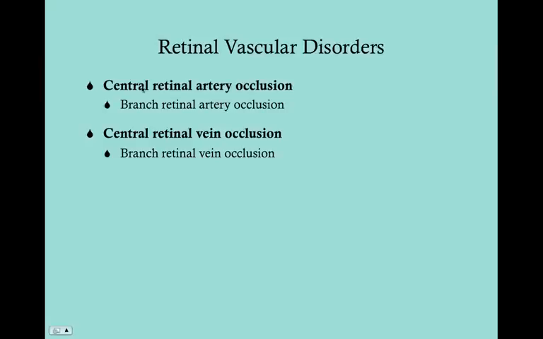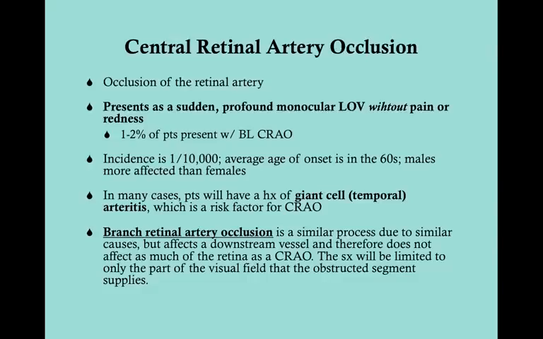Now, if the entire retinal artery is blocked before it gives off tributaries, branches, then it's considered a central retinal artery occlusion. If it's just a branch that's blocked, that can cause symptoms, but that would be considered just a branch retinal artery occlusion. And it works the same way with the veins. If the main vein that's leaving the eye is blocked, then it's a central retinal vein occlusion. If it's just a tributary of that vein, then it's a branch retinal vein occlusion. So hopefully that makes sense.